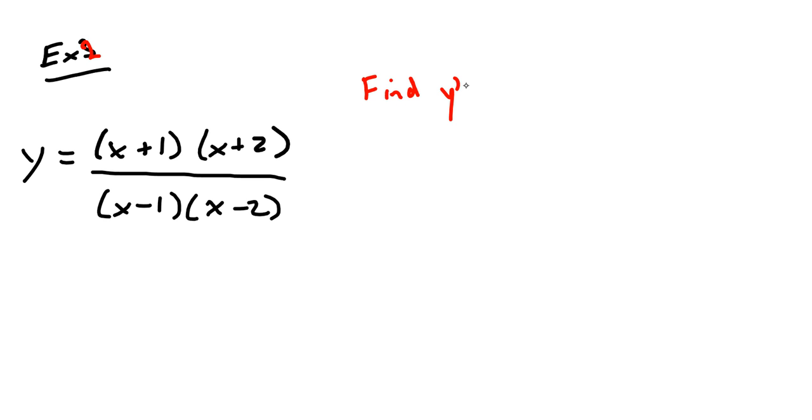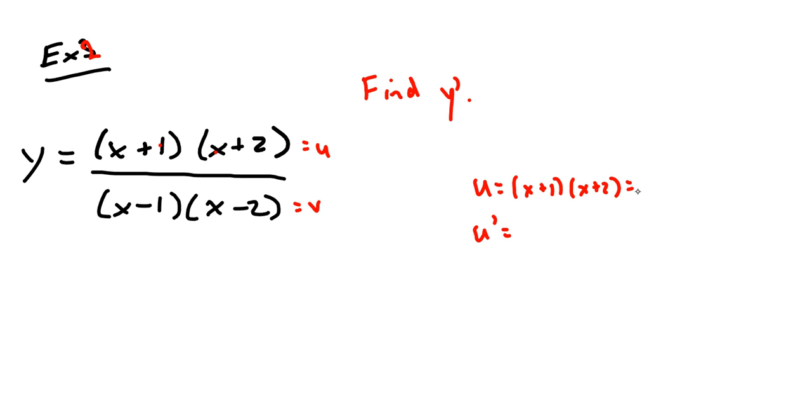So find y prime. Notice that we have the product of two functions. So what would I do? Well, we need to use the quotient rule, because this is going to be our u, and this is going to be our v. To find y prime, my u is going to be x plus 1 times x plus 2. Now, to take this derivative, I would have to use a product rule.